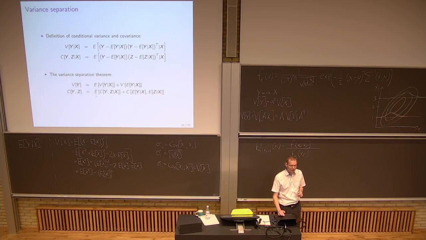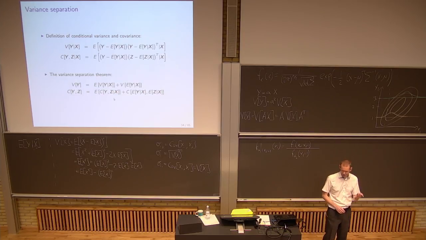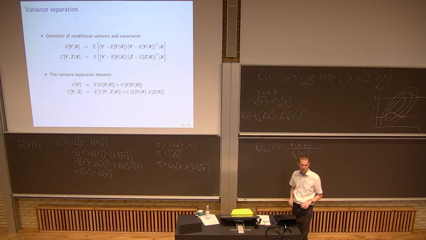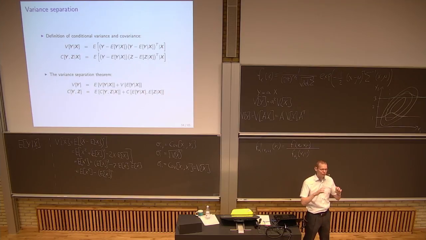And the covariance works the same way. It's the expectation of the conditional covariances, plus the covariance of the conditional expectations. So the covariance always has the same structure as the variance. We just have to keep track of what is the first and second element.